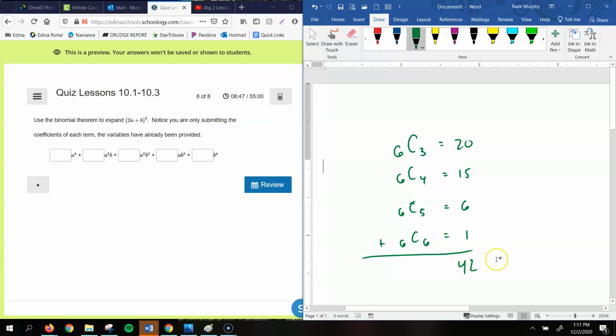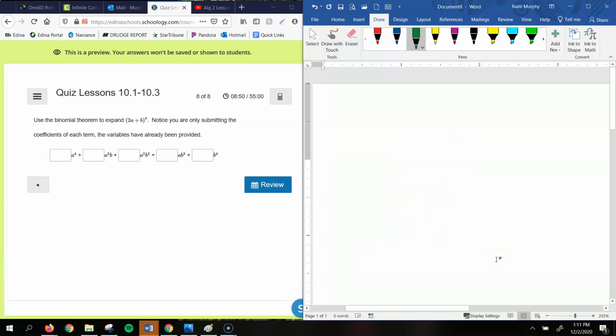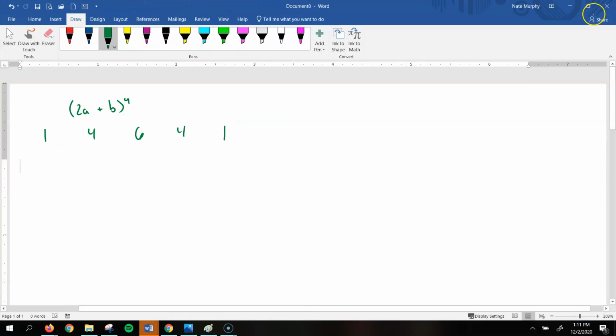So this one, we're going to expand that out. We're going to fill in the blanks with just the coefficients. So we're in the 4th row. Remember, the 4th row is 1, 4, 6, 4, 1. So here's what I'm going to do. I'm going to expand my screen out, so we'll come back to this quiz in just a minute, but I'm going to do this to make it a little easier.